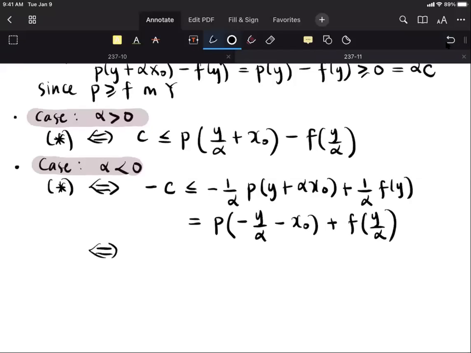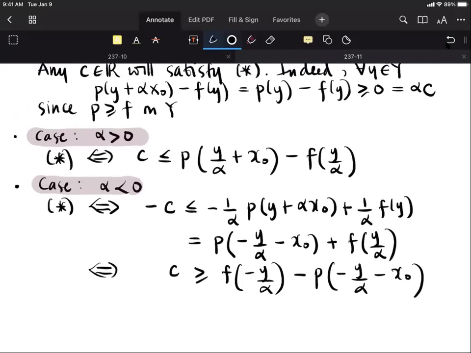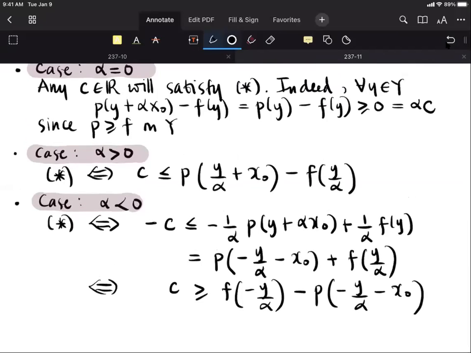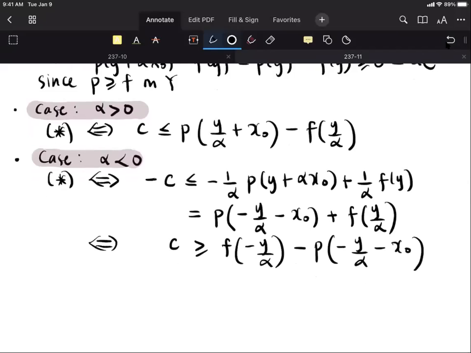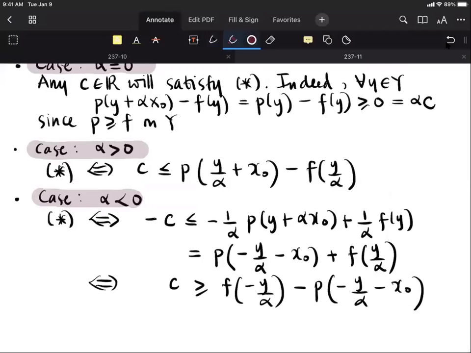Or if we multiply a negative sign both sides, and then applying linearity of f, you have this minus p negative y alpha minus x naught. Okay. So here we need to be careful because p is only homogeneous with respect to positive scalars. So what we do is we divide by negative alpha.